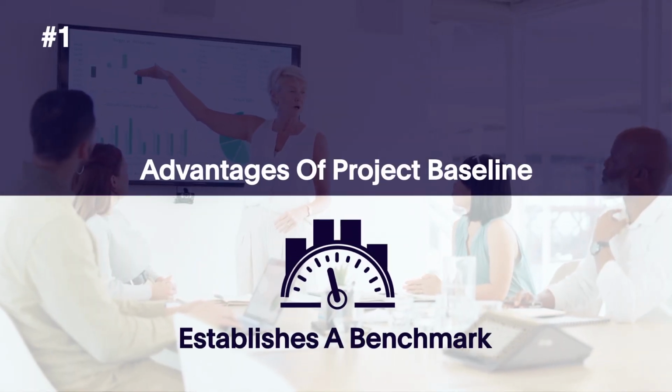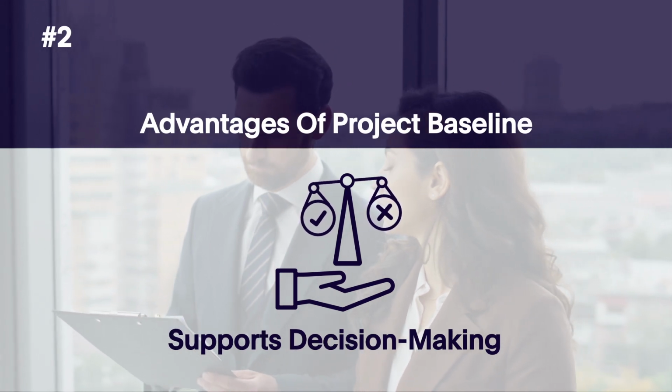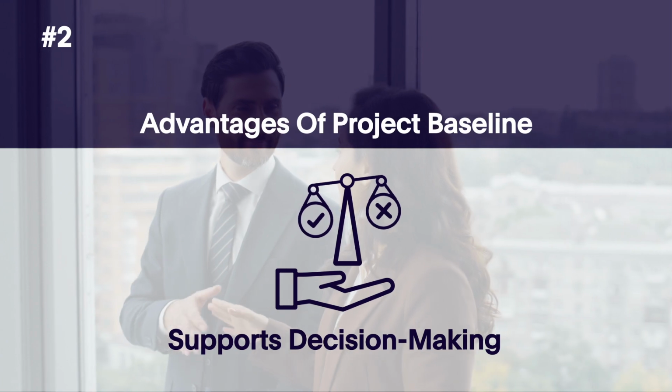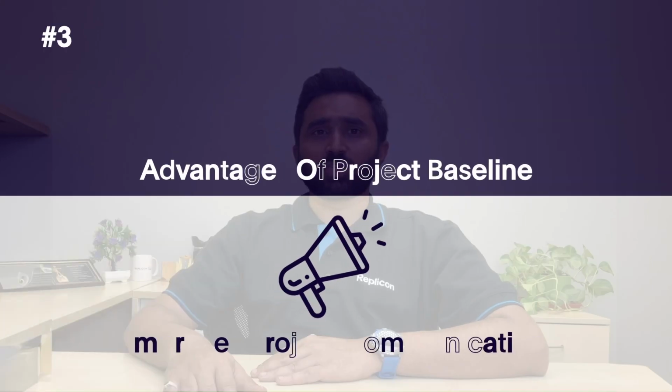Number one, it establishes a benchmark. A baseline serves as a starting point for comparing performance and progress to the project plan. It gives project managers the ability to see plan discrepancies and fix them. Number two, it supports decision making. With a project baseline in place, project managers may decide with confidence on the development and performance of the project. To find the source of any problem and take corrective actions, they can utilize the baseline as a point of comparison.